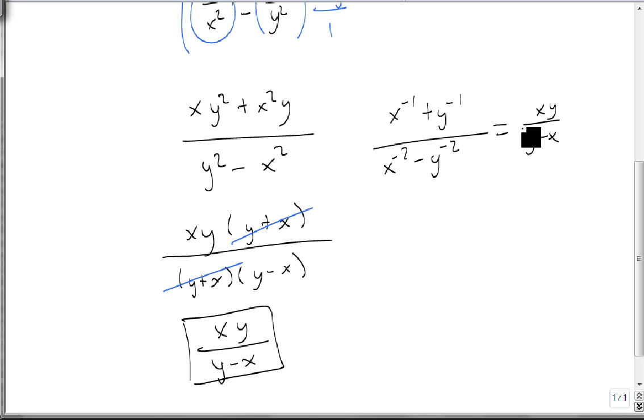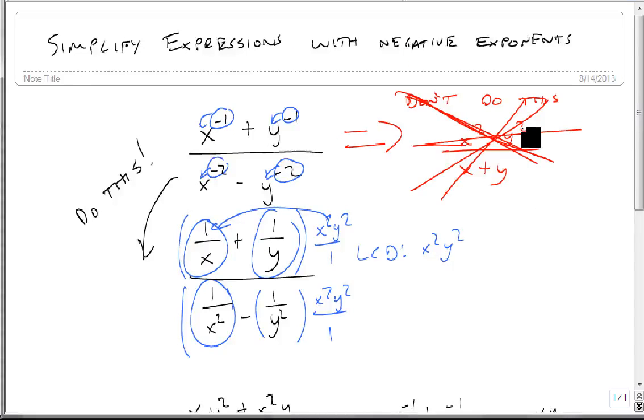So that's our solution. So remember, instead of just moving it to the bottom, create new smaller fractions and then solve it like a complex rational.